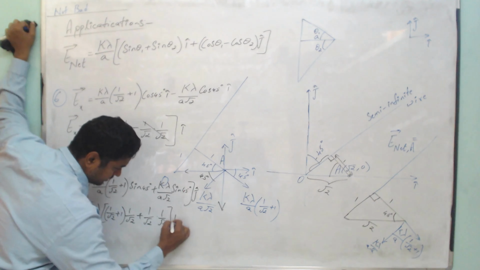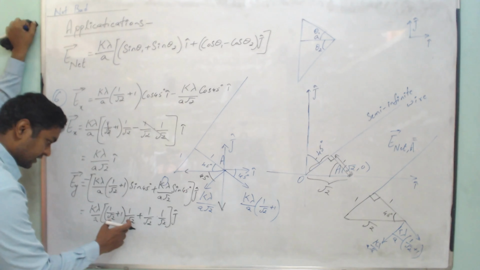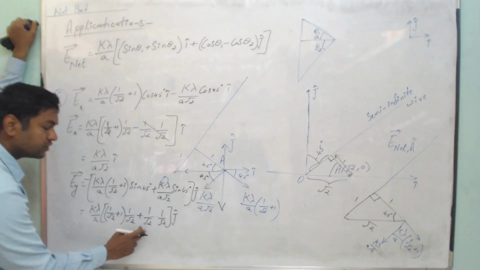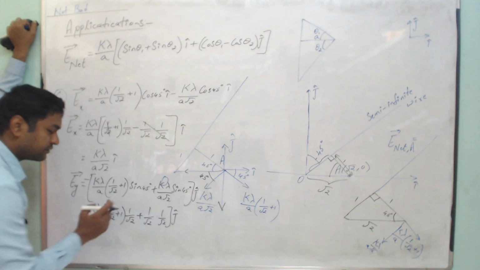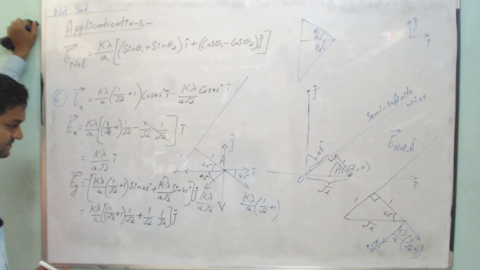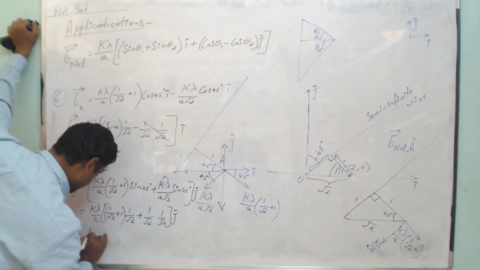Yes, sir. Whole thing J cap. So here we have 1 by 2 plus 1 by 2 is 1 plus 1 by root 2. So I'll write the final answer.